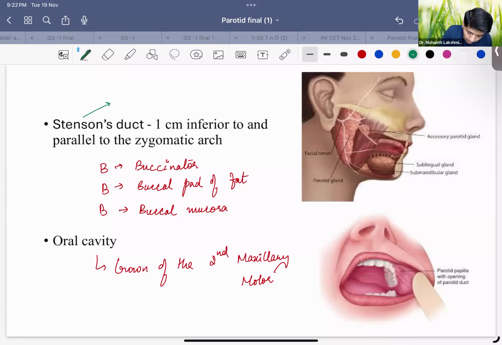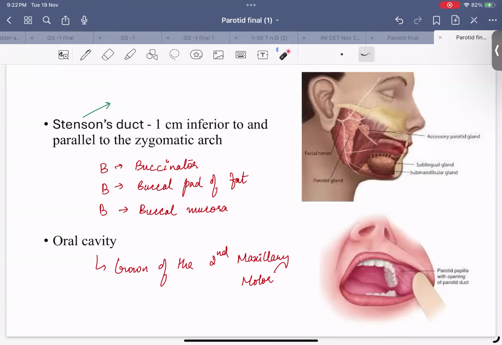All right. Now, the other last point that you need to know with regards to Stenson's duct is that it is in close proximity with one branch of the facial nerve. We've already discussed this, but again, first years, can you just reiterate that? Which is that branch of the facial nerve that it's in close proximity with? Come on, guys. Very straightforward. Answer is here only. Buccal branch. Zygomatic or buccal branch, sir.